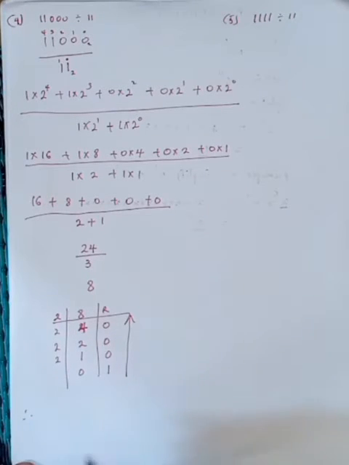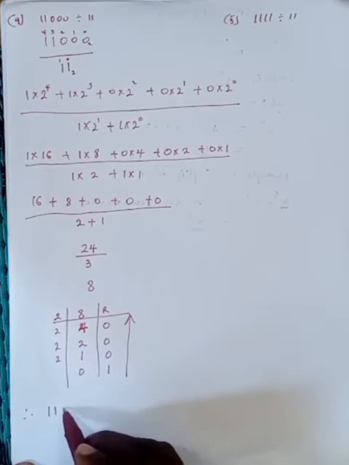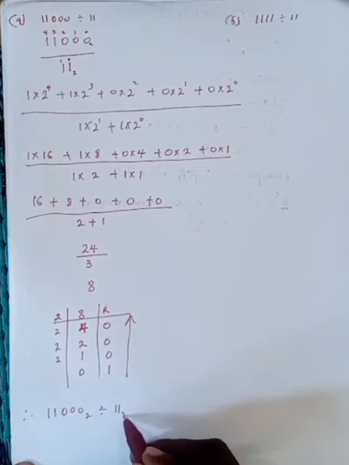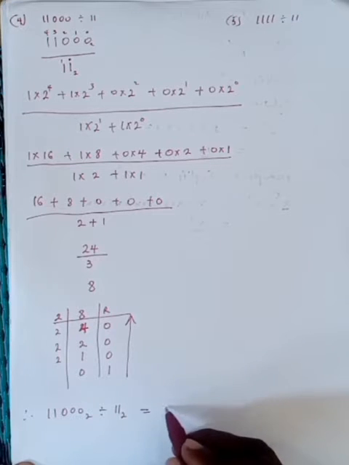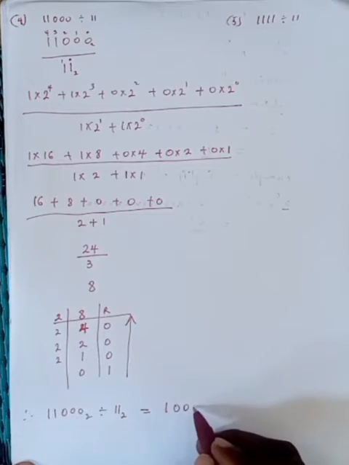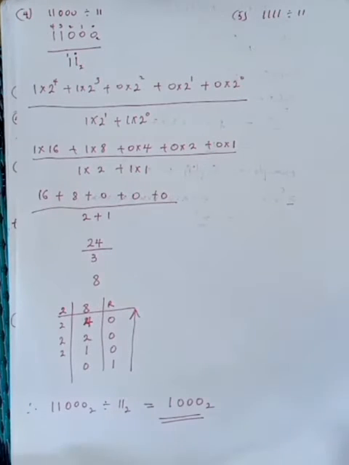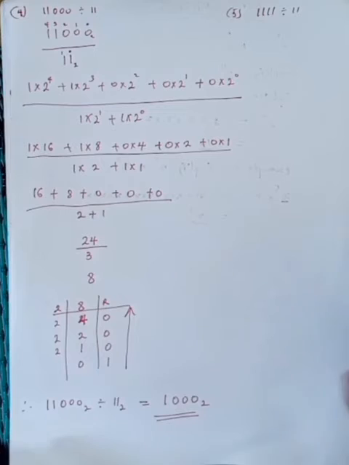Therefore, the result of dividing 11000 base 2 by 11 base 2 is 1000 base 2. And this completes the solution to question number 4. And finally is number 5.